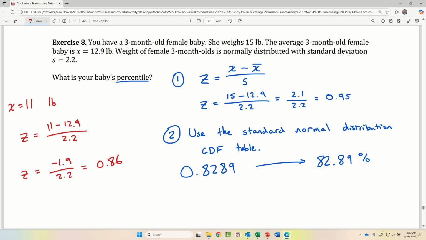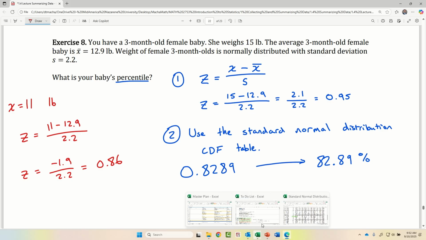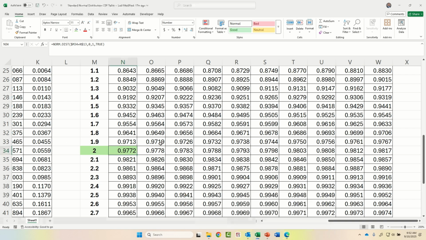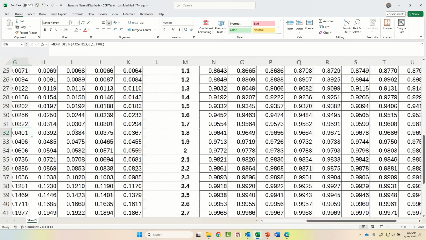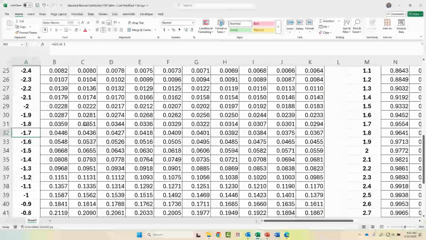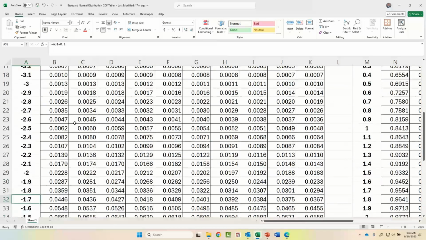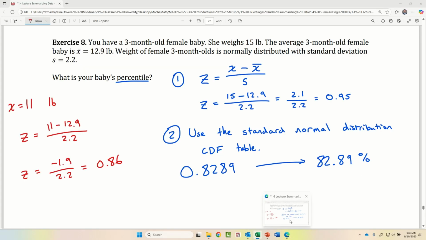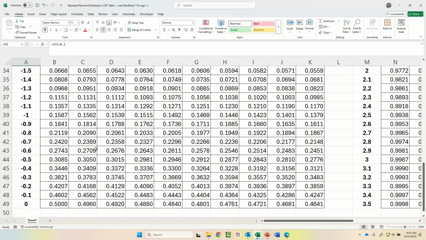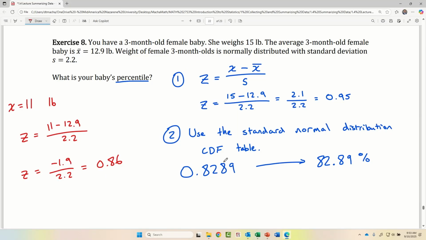We only need to round to 2 places after the decimal, because whenever I go to look at my standard normal distribution table here, you will see that you can only really get 2 digits after the decimal for your z-score anyways. And by the way, that was a negative 0.86. My mistake, but we didn't lose the minus sign here. When we have negative 1.9 divided by 2.2, that should be negative 0.86.